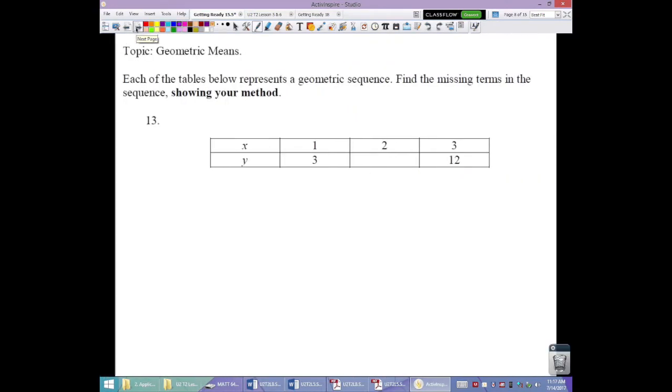Number 13. Now we are switching to geometric means, okay? So we can look even at the same exact tables, but say we want them to be geometric sequences, and our answers are all going to be different now. Our method is different, which again, we need to show that method. Our method is going to be different, our answers are going to be different. Okay? So in a geometric sequence, we multiply.